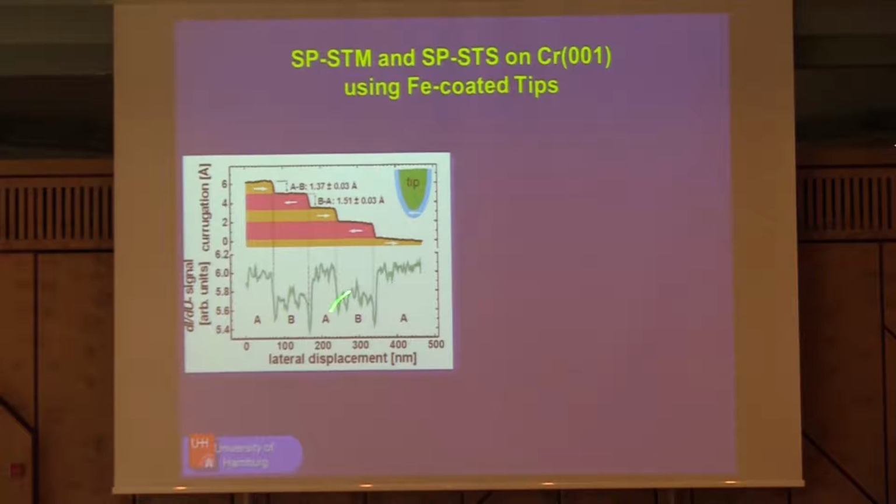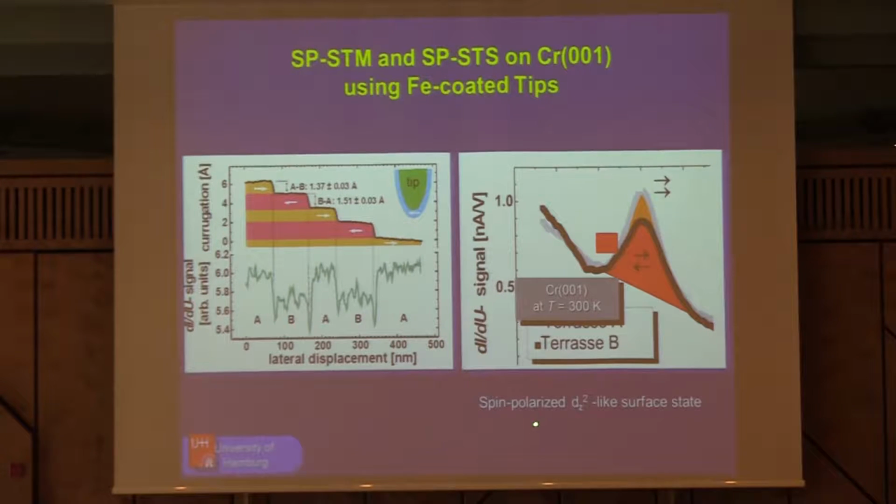And you see at that time, with rather low signal to noise, but nevertheless you see the periodic alternation of the signal from one terrace to the next. And you have quite high contrast simply because you have a highly spin-polarized dz²-like surface state for this chromium 001 surface, and this helps you in getting quite nice spectroscopic contrast, because if you sit at a bias voltage corresponding to this highly spin-polarized electronic state, you can of course get very nice magnetic contrast.